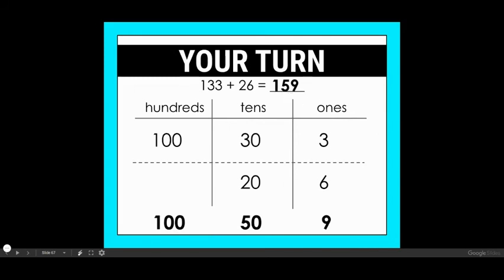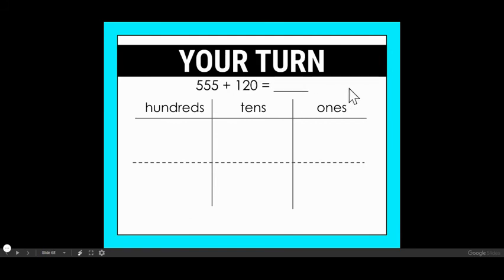All right, let's try one more. We're going to do 555 plus 120. Build your HTO chart, and this time I'm going to have you do all the parts all by yourself without me talking you through it. So go ahead and pause the video, complete your hundreds, tens, and ones chart, and find the sum, and then play the video to see if you got your answer right.